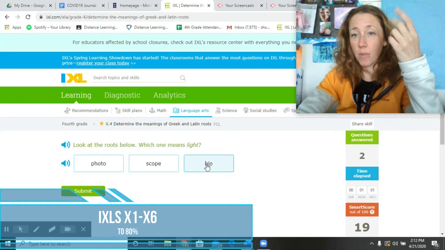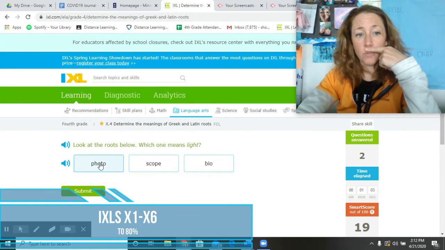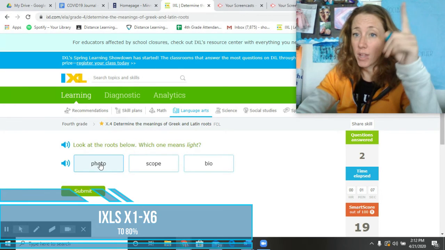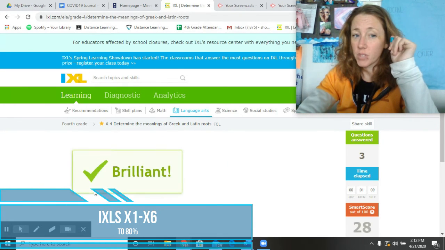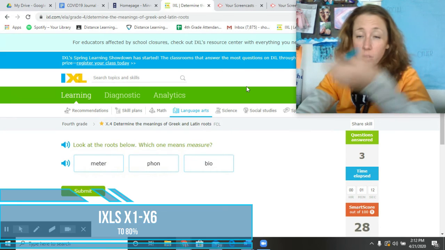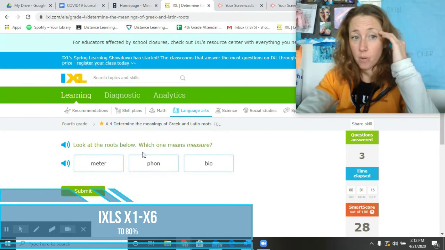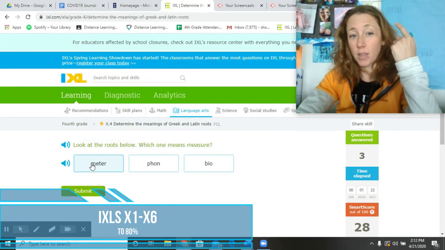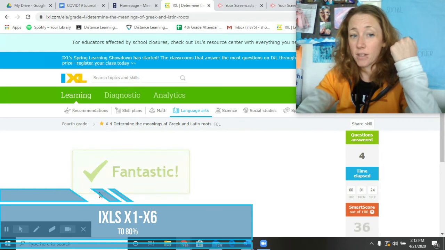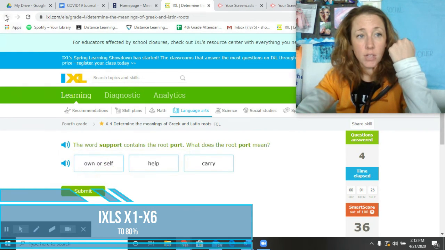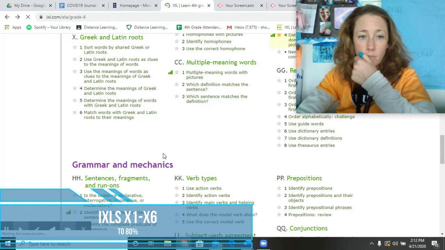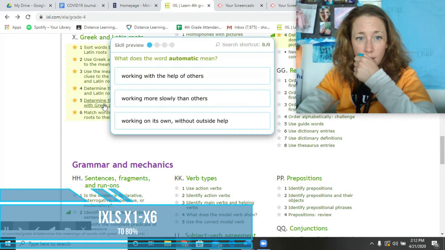Bio is life, like biology. So which one means light? Like photosynthesis is how plants make food from light. So I'm going to choose photo. If you're not sure, this is where you could always use a little bit of help. You could open up another tab and look up the meaning of one of these words. Some of them we've already talked about, and you've probably hit a bunch of them, like meter is a measure. We've already read that somewhere else. That was X4. X5.